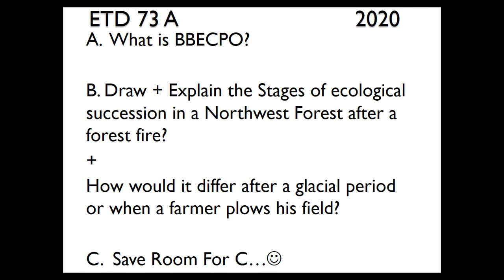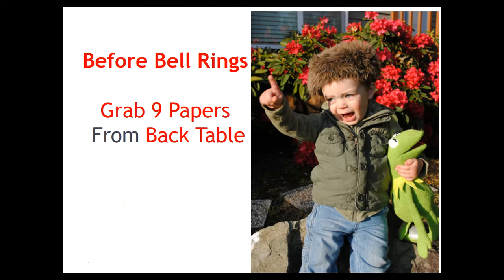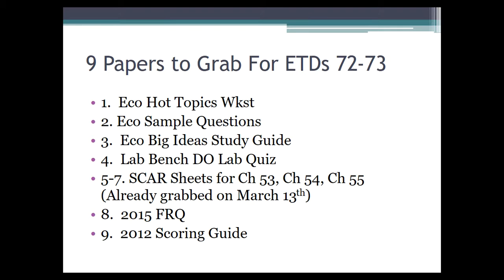All right, this is the video for ETD 73A and B. C will come later. We'll address things such as BABEKBO and ecological succession in forests. Papers that you need for this time, of course, are the 9 papers. Go get them. The papers, of course, are the same ones listed on ETD 72's video. You can see them right here, so make sure that you have all those.